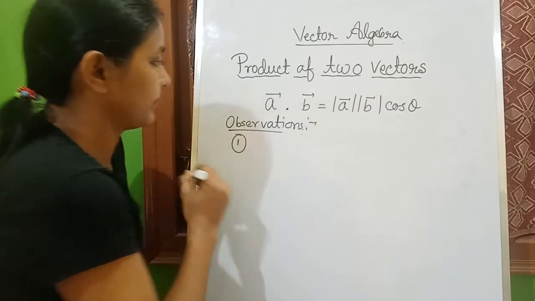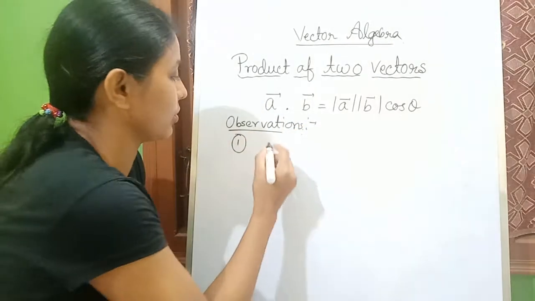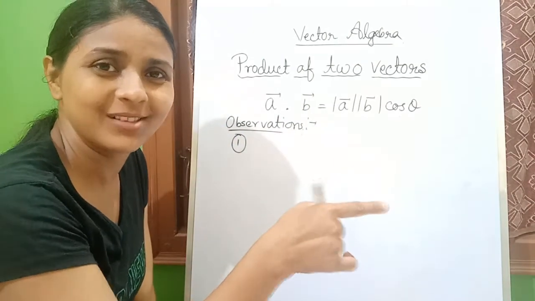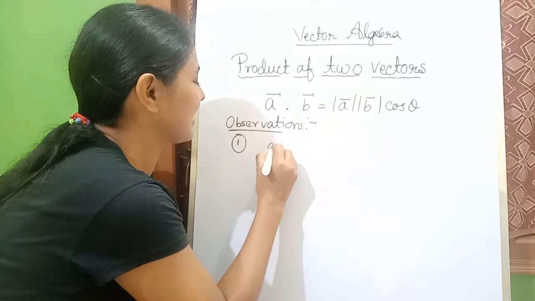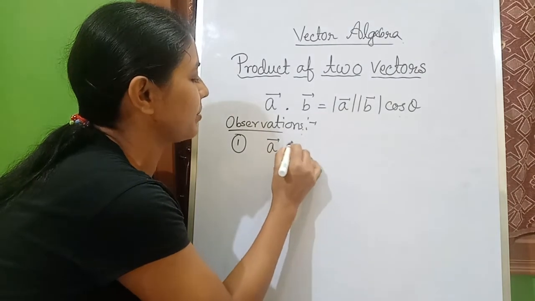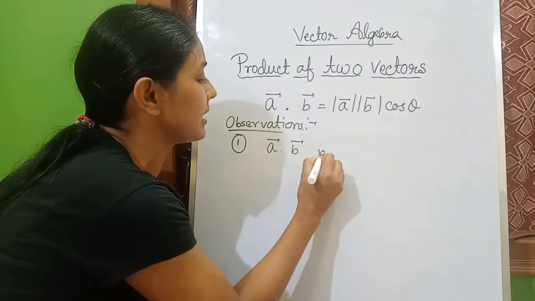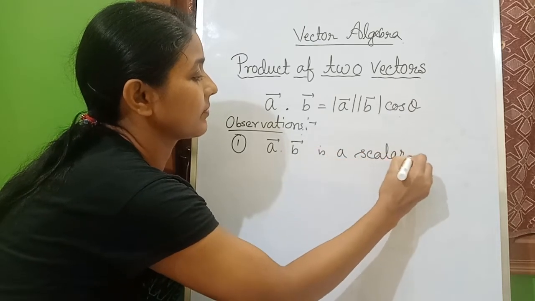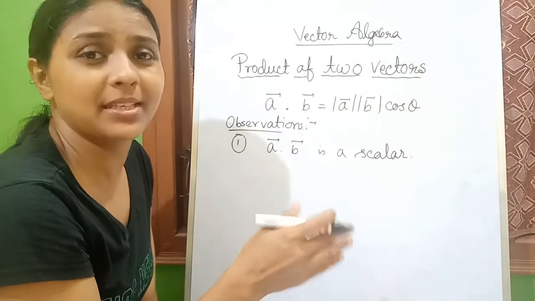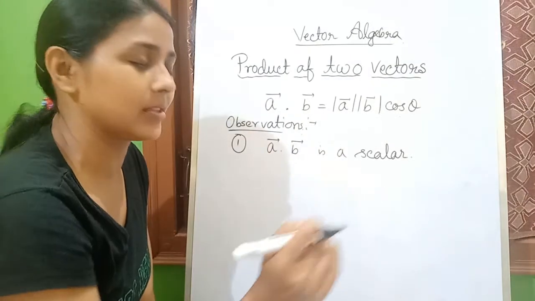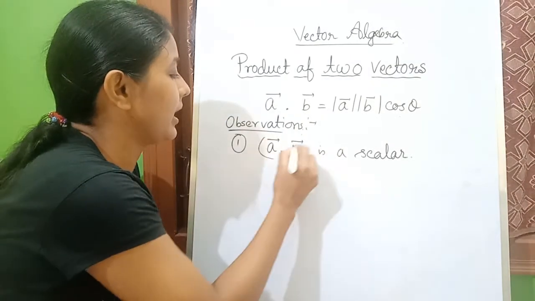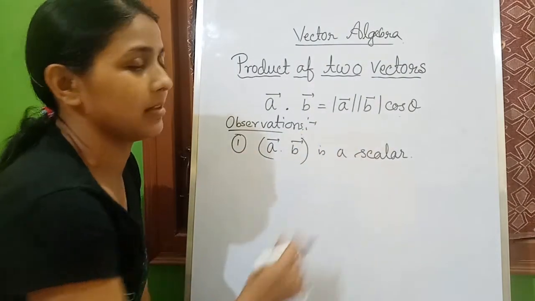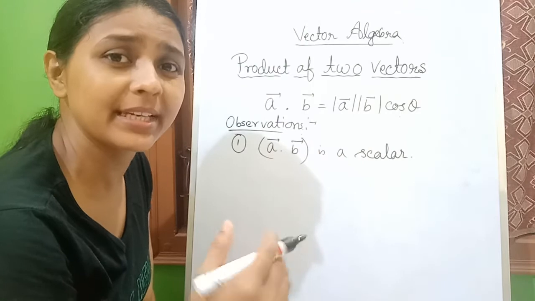Number one, the first thing that I told: don't put a vector sign on 0. Why? Because a vector dot b vector is always a scalar, and that's why its name is scalar product. So a dot b will always give us a scalar, that means a number, a real number.